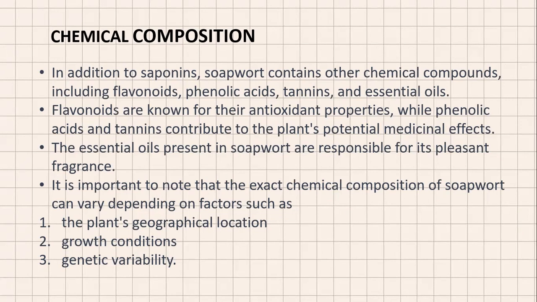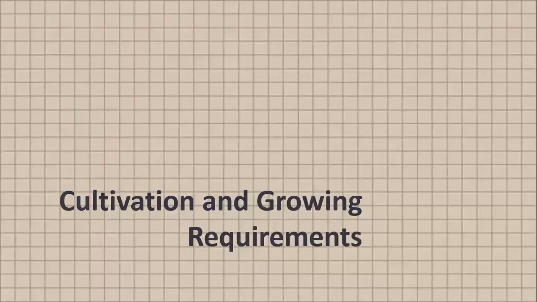It is important to note that the exact chemical composition of soapwort can vary depending on factors such as the plant's geographical location, the second one is growth conditions, and the third one is genetic variability. Now we will discuss the cultivation and growing requirements for the plant.